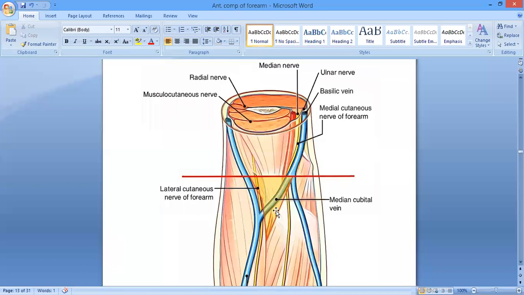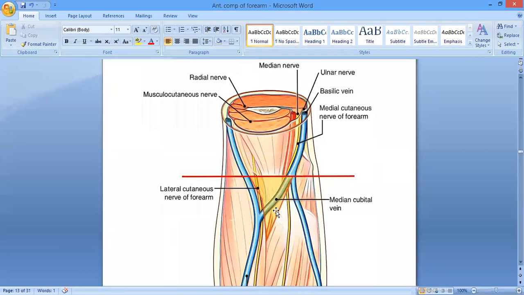And what is the clinical importance of this median cubital vein? It is taken for venipunctures. ठीक है ना, ब्लड सैंपल्स ड्रॉ करने हो, ब्लड लेना हो, कोई आईवी इंजेक्शंस देने होते हैं, आईवी कैनुलेशन करनी होती है जी, blood transfusion can be, right?